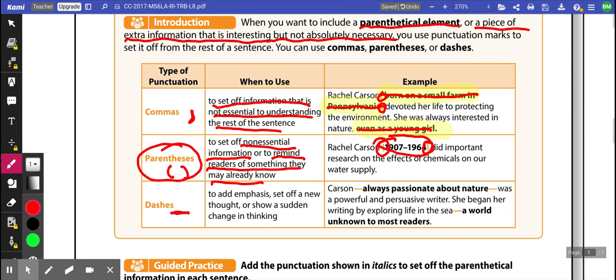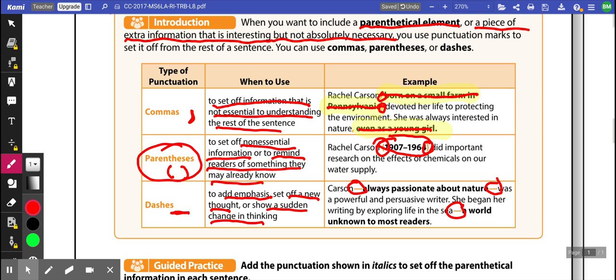And our last one that we use is the dash. It looks like a really long minus sign. So we use it to add emphasis, to set off a new thought or show a sudden change in thinking. So our example over here says Carson, always passionate about nature. There we are using those dashes to set that off to make sure that it's emphasized, was a powerful and persuasive writer. She began her writing by exploring life in the sea, a world unknown to most readers. And there it is again, in that bolded part, a world unknown to most readers, adding emphasis to why she's using the sea.